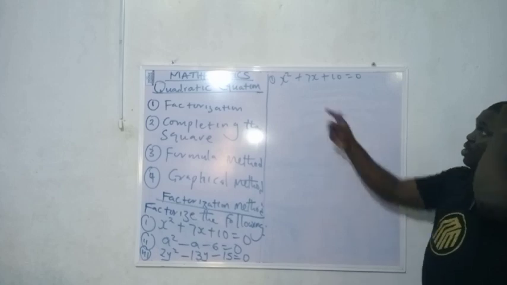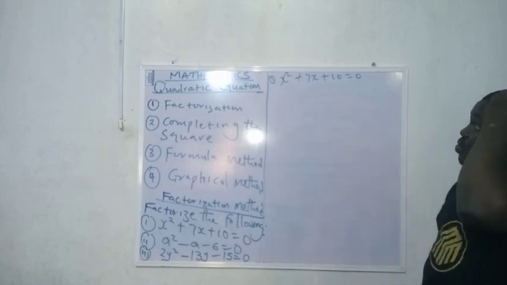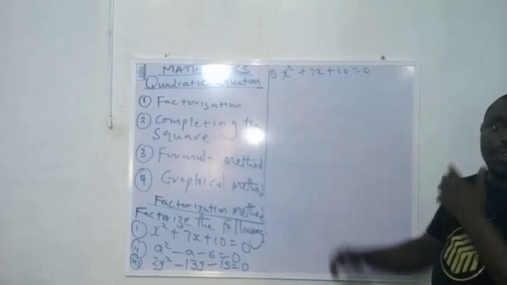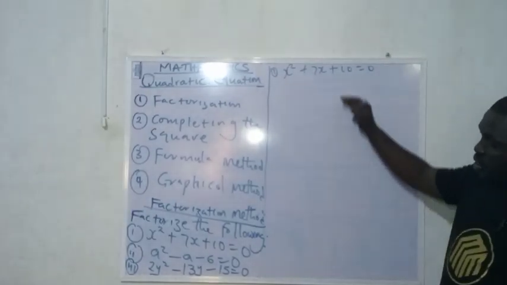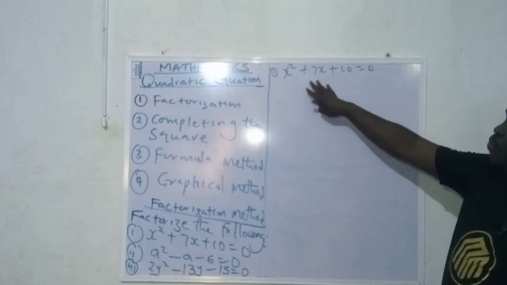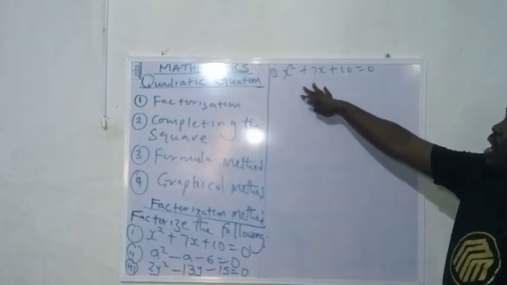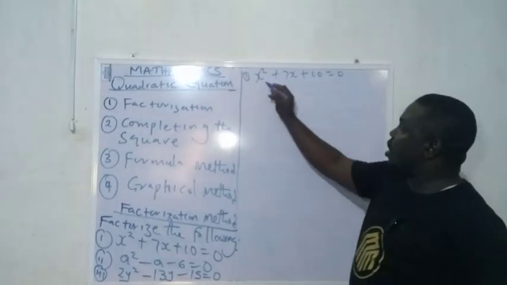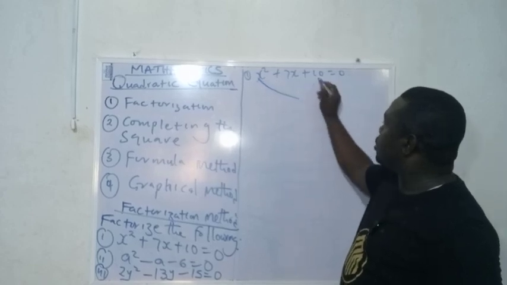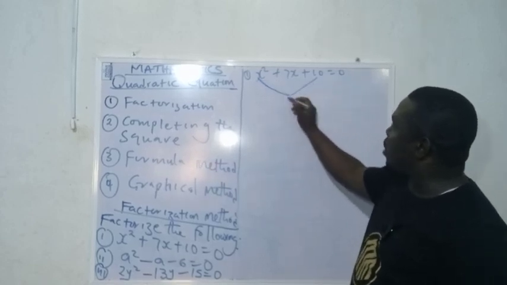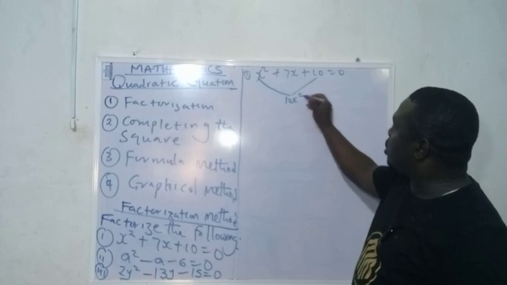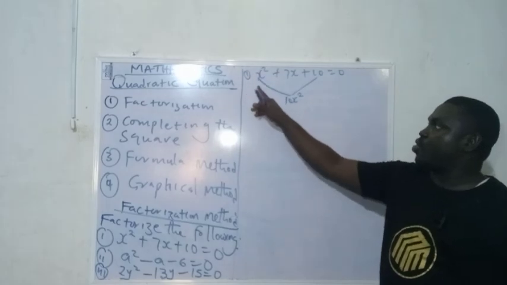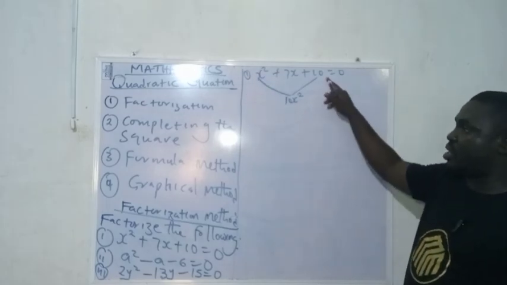Here you have a question, x squared plus 7x plus 10 equals 0. So there are 3 terms here and I want to factorize it. In order to be successful in factorizing what I have here, I like to express it in 4 terms. And how do I achieve that? I use the first term to multiply the last term. And so that will give me 10x squared.